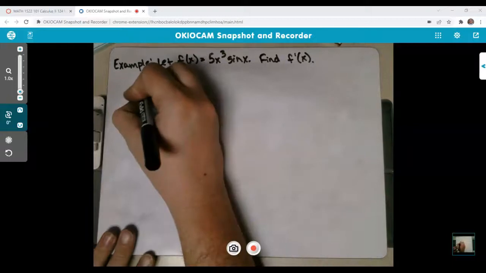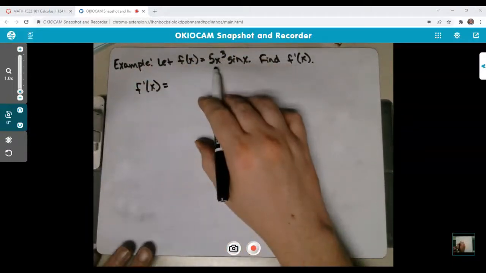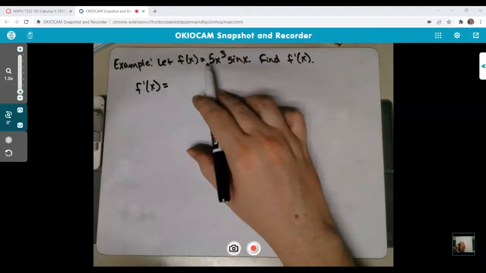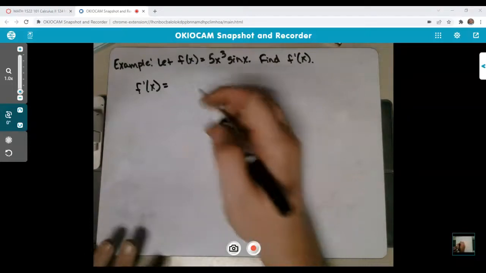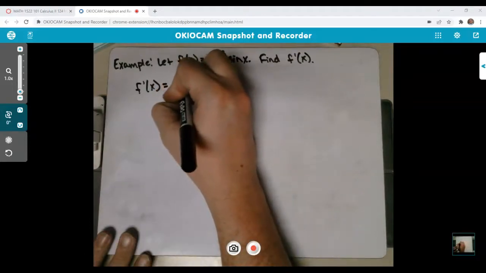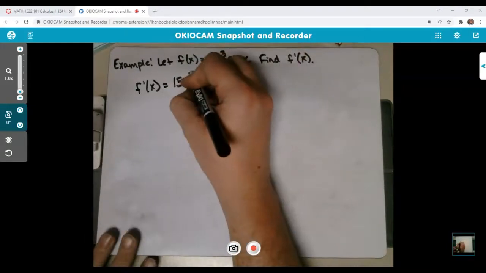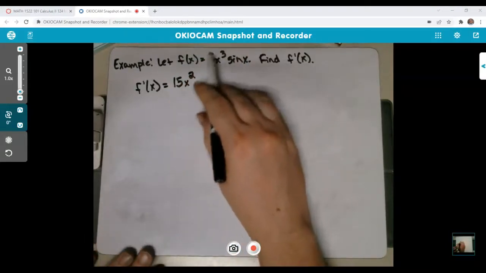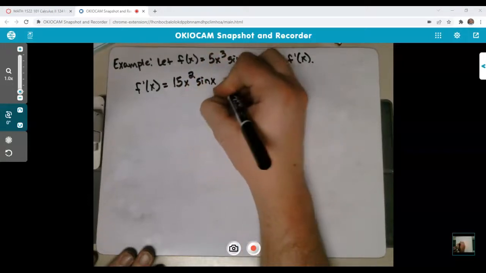Okay. So remember, by the product rule, the derivative is equal to, we do the first part, so I'm going to find the derivative of 5x to the third. Bring the 3 down, and that's 15. Drop the power down by a 1, so now it's 15x squared. So do the first part, leave that one. So 15x squared sine of x.